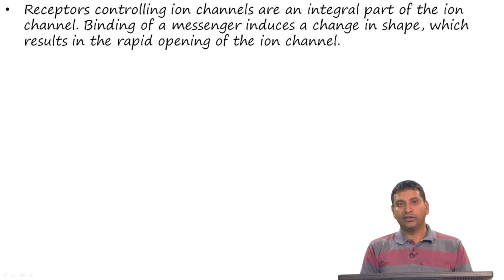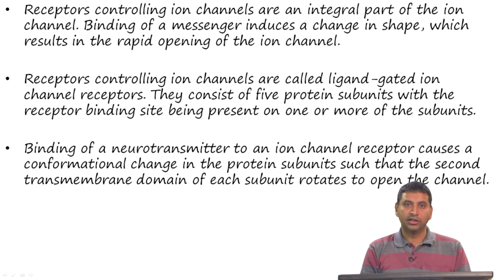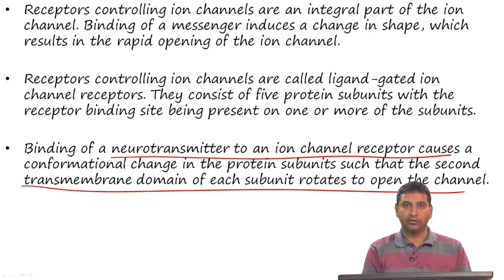Receptors controlling ion channels are an integral part of the ion channel. Binding of a messenger induces a change in the shape, which results in rapid opening of the ion channel. These are called ligand-gated ion channels, and they consist of 5 protein subunits, with the receptor binding site being present on one or more of the subunits. Binding of the neurotransmitter to an ion channel causes a conformational change in the protein subunits, such that the second transmembrane domain of each subunit rotates to open the channel. This is something that we have looked at previously. It is just a recap of the previous lecture.